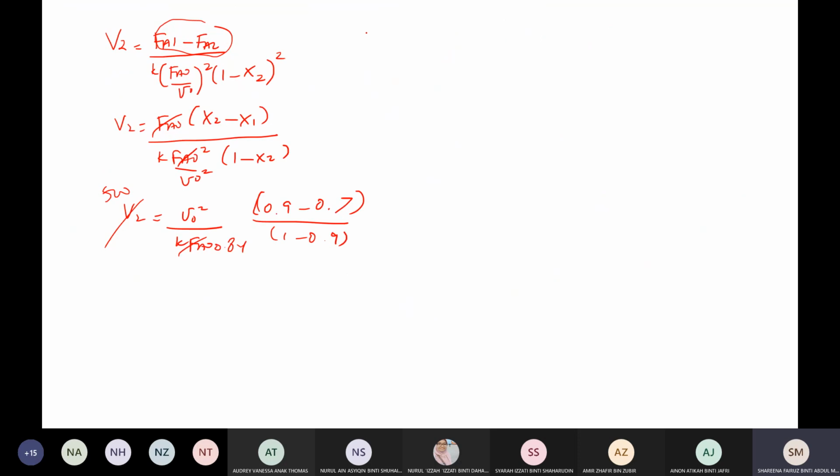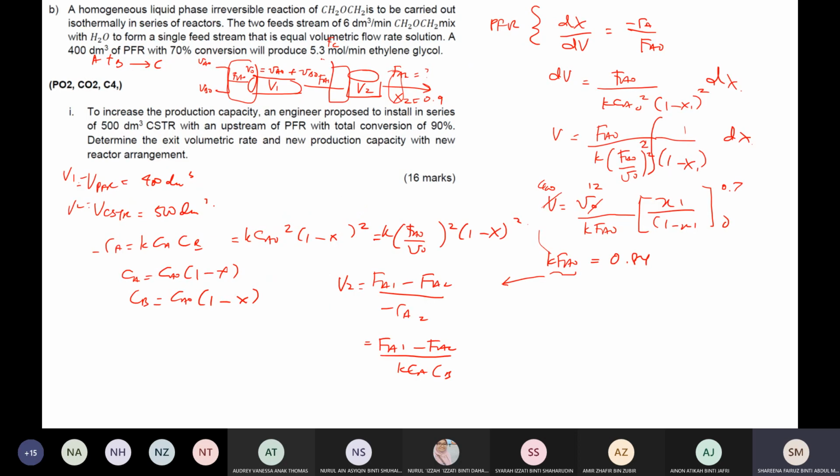Alright. From there, I put number 2 here, don't get confused. So you rearrange and you get V0 equal to 49 decimeter cube per minute. So this would be the new volumetric flow rate. So from there you can get FA1 is equal to FA0 1 minus X1. So F1 is 5.3, it has been given after the PFR, it is 5.3 mole per second.